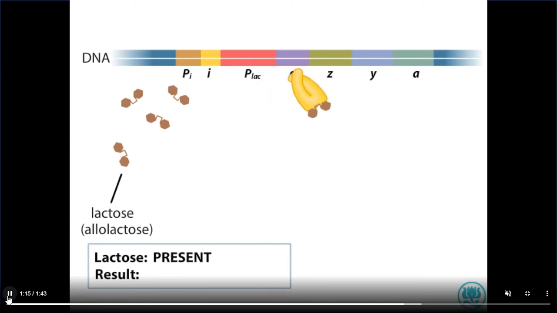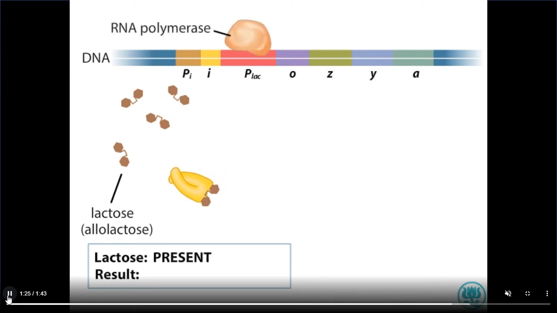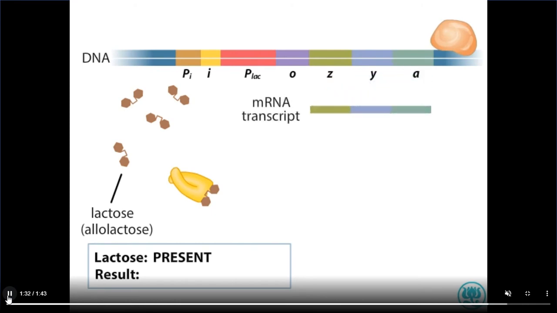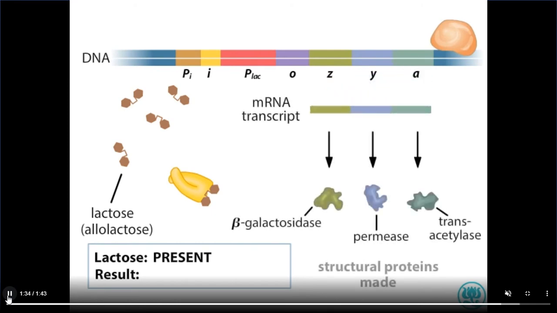So if we want to try to turn this off, we can. Because of this, the operator is no longer blocked, and RNA polymerase is now free to move along the DNA and transcribe the DNA into a strand of messenger RNA. That transcript gets translated at the ribosome into the three proteins that together form lactase. So these three enzymes come together and they form lactase, and that's going to permit lactase to digest the lactose.